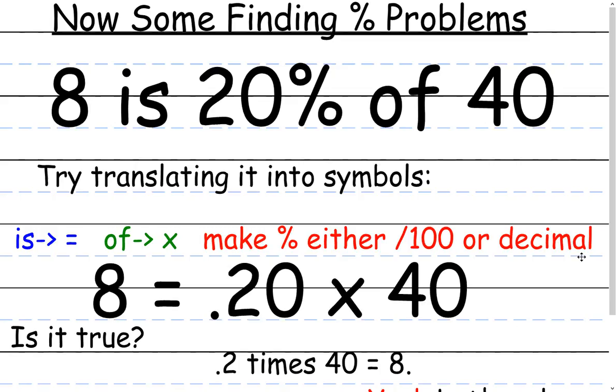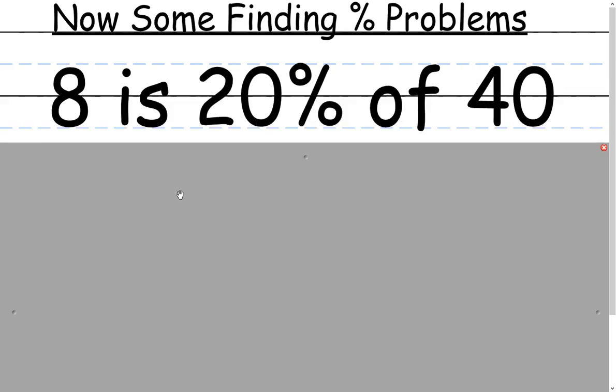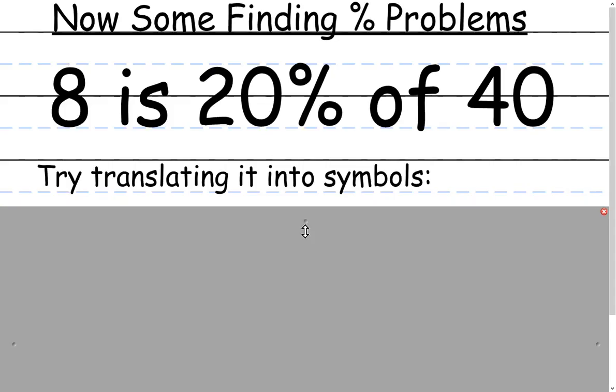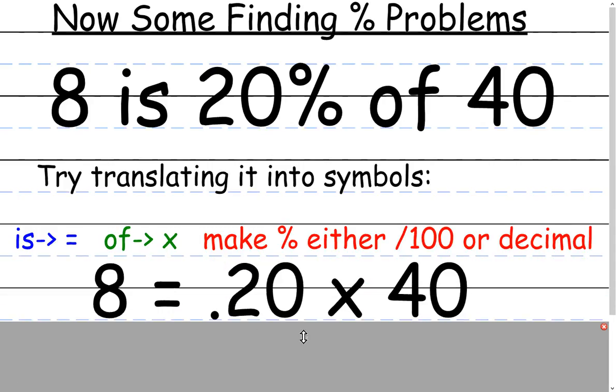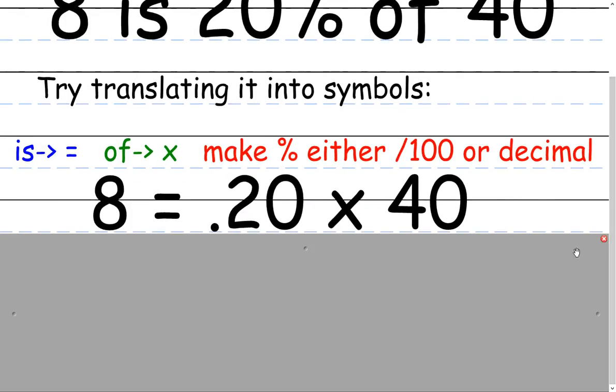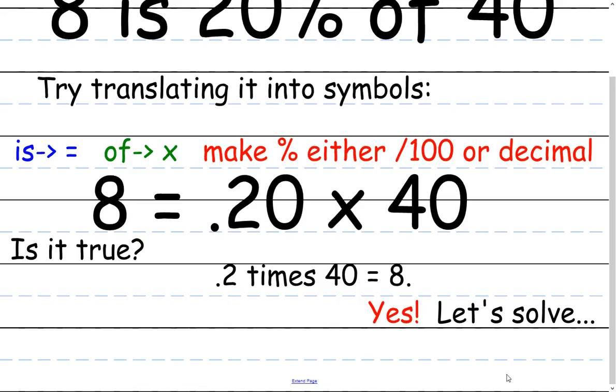Let's look at some percent problems here. Okay, so it says 8 is 20% of 40. It's like a number sentence, and we could try translating that into symbols. Just a little review: is is the same as the equal sign, of is multiply. You can either make percent into divide by 100 or a decimal. So we're looking at 8 is 20% of 40. If you try that out, is it true? Well, 0.2 times 40 is 8, so yeah, it works.